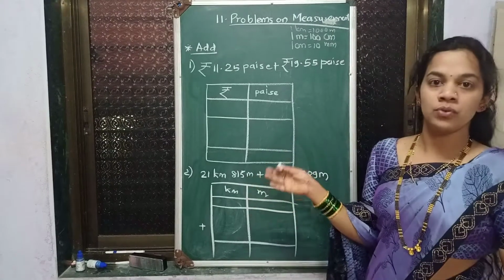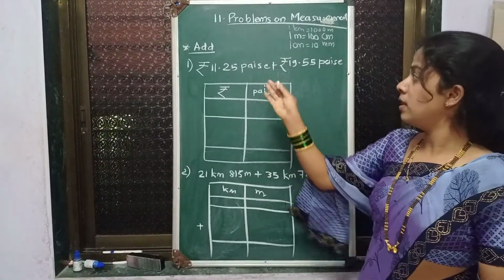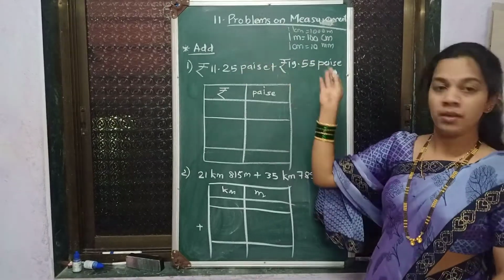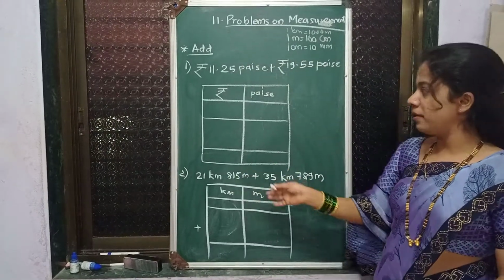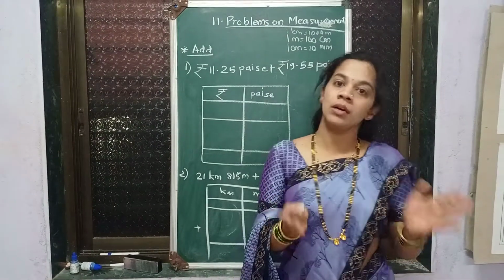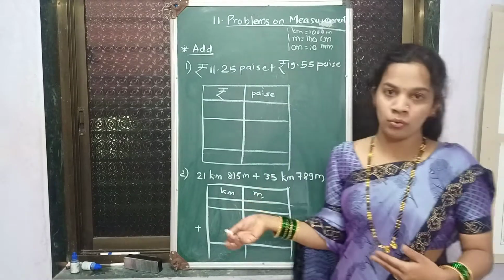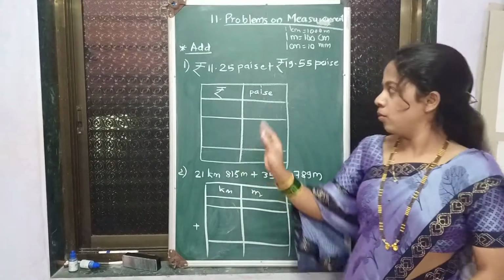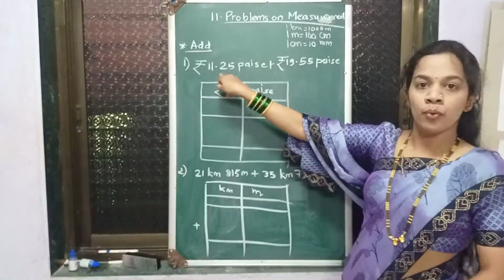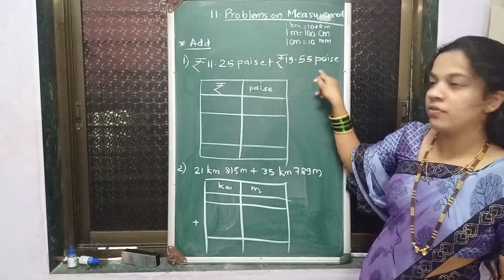So we are going to study addition, and particularly now the questions are based on rupees and paise. You can see over here kilometers and meters. When addition occurs, if you know the earlier lesson on how to add timings, in the same way we are going to do it over here. So just see the board: rupees 11.25 paise, rupees 19.55 paise.